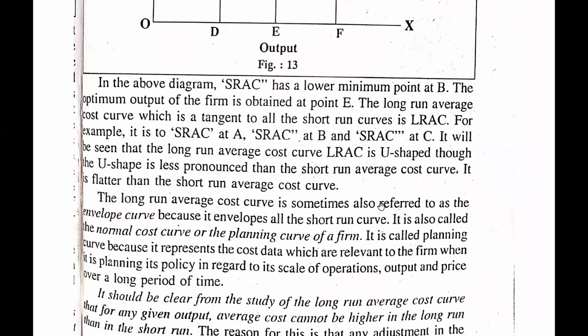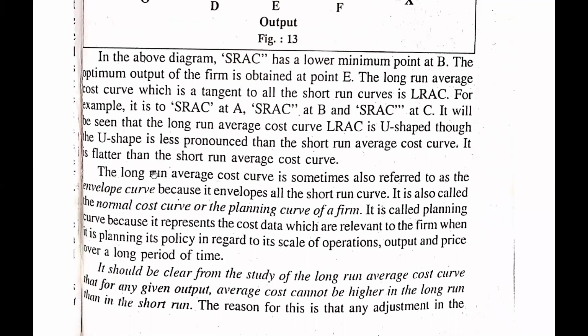Now, guys, we will see the next paragraph given here. The long run average cost curve is sometimes also referred to as the envelope curve, because it envelopes all the short run curves. It is also called the normal cost curve or the planning curve of a firm.